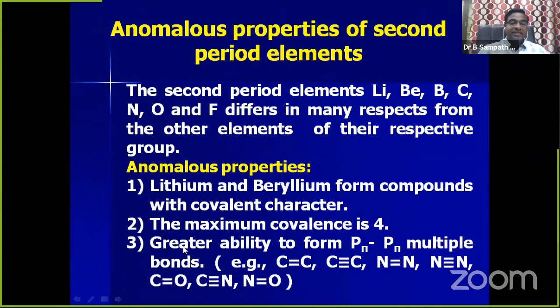Right. The next point is greater ability to form p pi multiple bonds. So children, no other elements can form p pi bonds except these: carbon double bond, carbon triple bond, nitrogen double bond. What is a double bond here? One sigma bond, one pi bond. Here also one sigma bond, two pi bonds, one sigma bond, one pi bond. So like that, only the second period elements can show the multiple bonds.